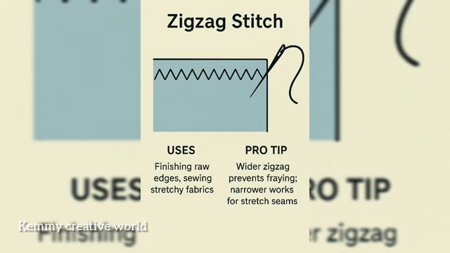Zigzag stitch. Use it for finishing raw edges and sewing stretchy fabrics. Adjust width and length based on fabric. Wider zigzag prevents fraying. Narrower works for stretch seams. Stretch or lightning bolt stitch. Use it for neat and stretchy garments that need flexibility. Pair with a ballpoint needle for best results.